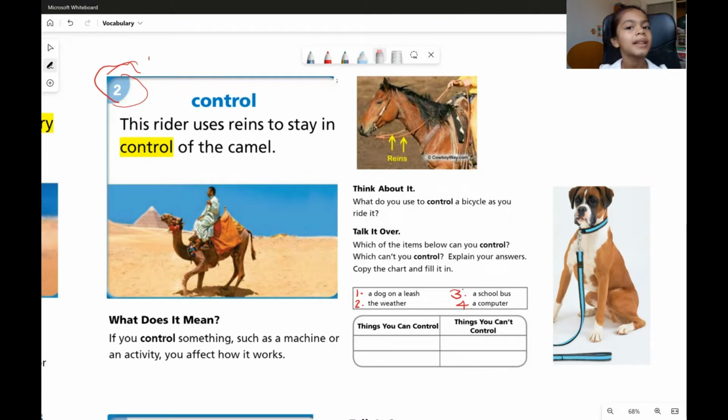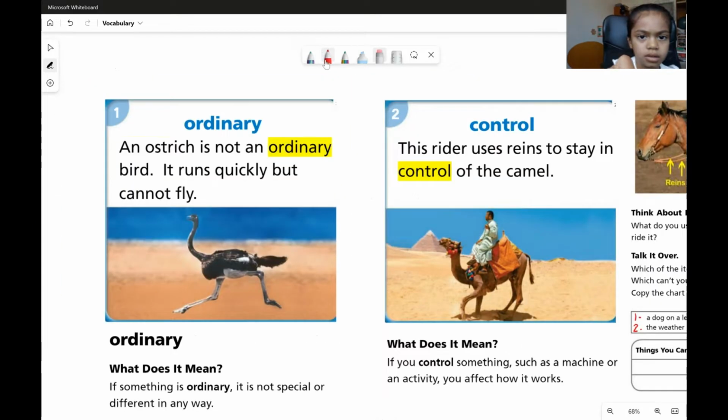Comprehension. Today we're going to be learning 6 vocabulary words and their pronunciations. So let's get started with the first word, which is ordinary.